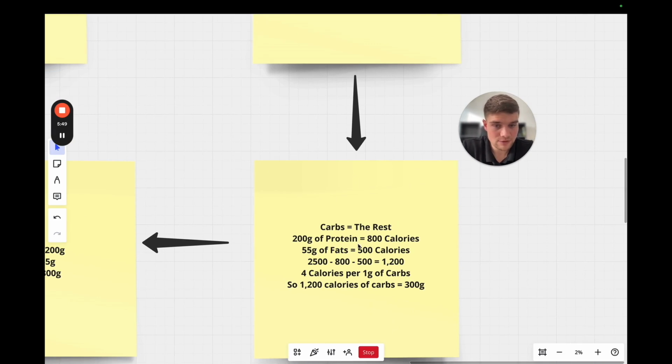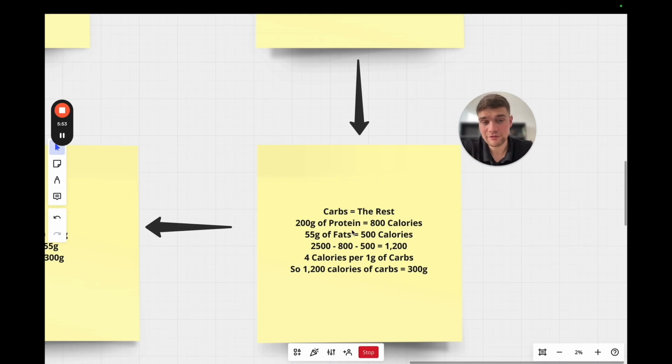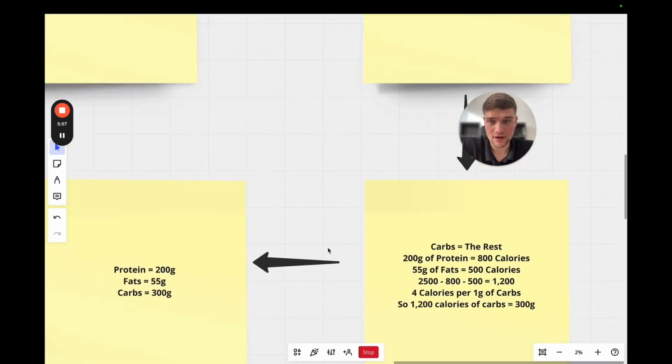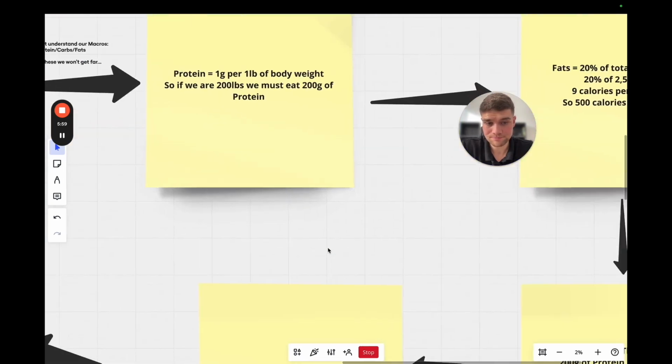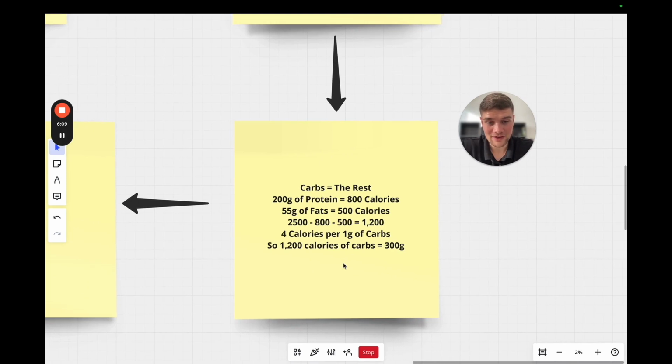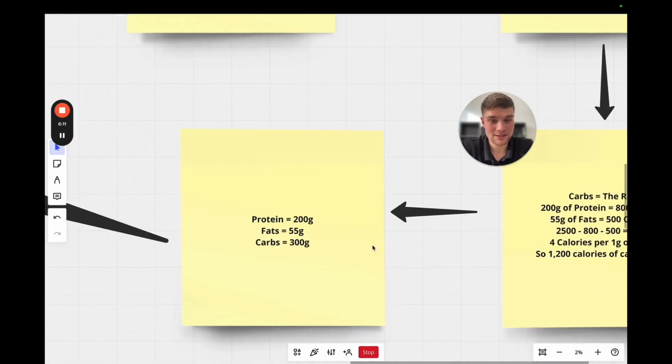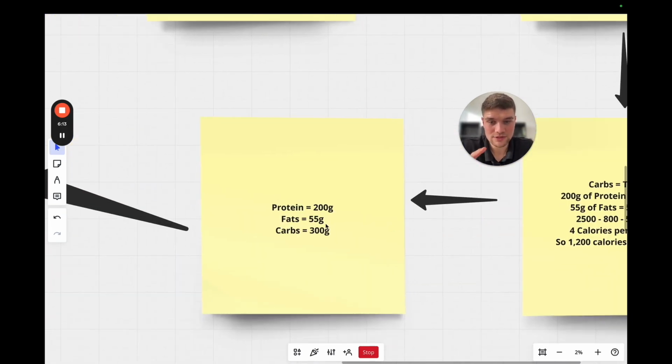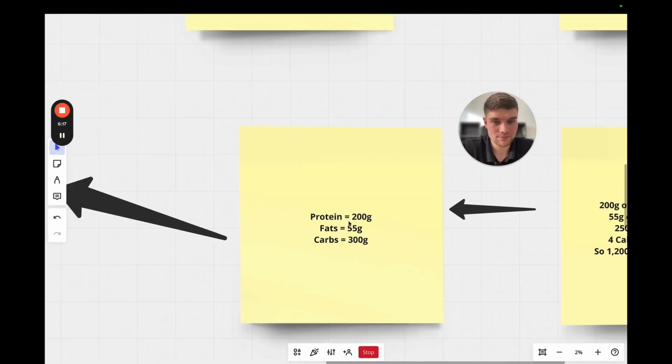So we've got 200 grams of protein, there are 4 calories per gram of protein, so that's 800 calories. 55 grams of fat is 500 calories. We add those together and take them off our original number, which is 2,500. So we take 800 off 2,500, we take another 500 off that, and that's going to give us 1,200. There are 4 calories per gram of carbs, so 1,200 calories is effectively 300 grams of carbs. To simplify it, we've now worked out our protein, our fats, and our carbs: 200 grams, 55 grams, and 300 grams, okay?